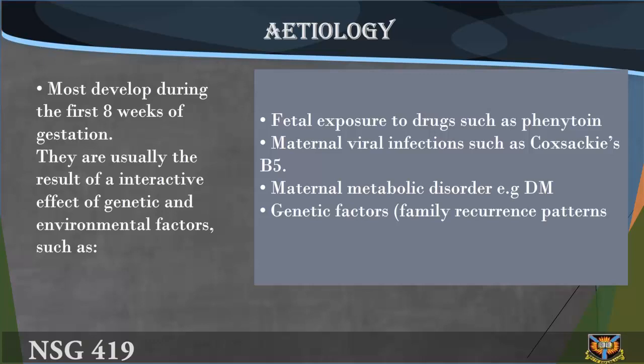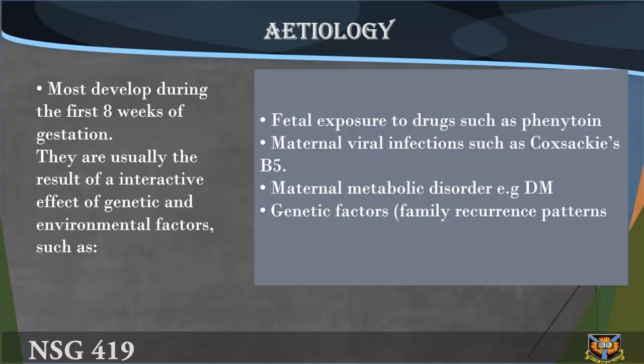Etiology. Most congenital heart defects develop during the first 8 weeks of gestation. They are usually the result of a combined or interactive effect of genetic and environmental factors such as fetal exposure to drugs such as phenytoin, lithium, and alcohol, maternal viral infections such as rubella or Coxsackie B5, maternal metabolic disorders such as phenylketonuria, diabetes mellitus, and hypercalcemia, maternal complications of pregnancy such as increased age and antepartum bleeding, genetic factors, and family recurrence pattern.